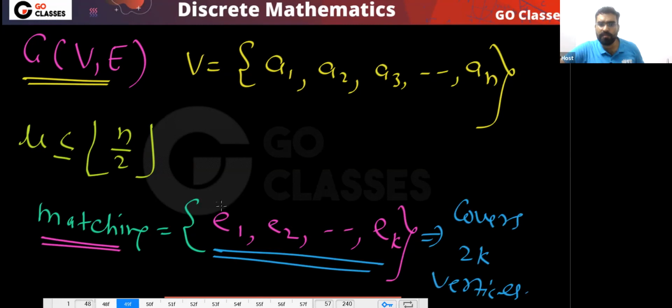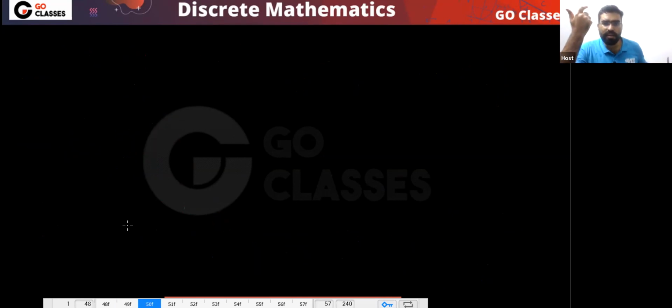Very simple. Because each edge covers two vertices, and all these vertices are different, this will cover 2k vertices. So what is the largest matching you can create? The largest matching will have size less than or equal to this. Because if you have size more than this, just think about it.